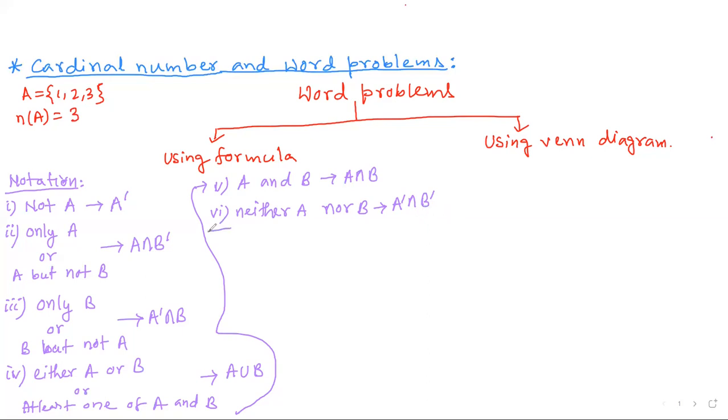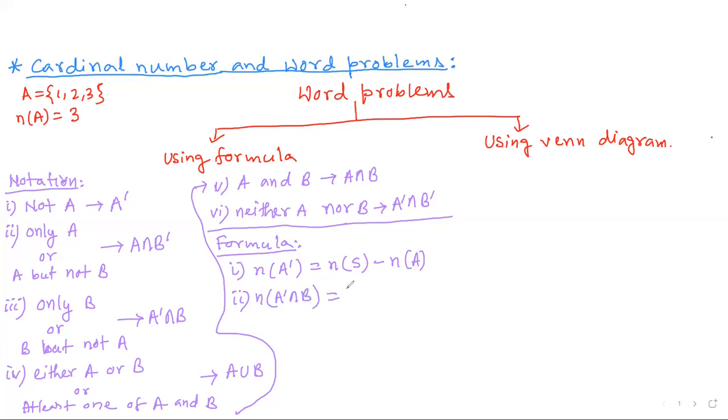Now I'll write important formulas which are required to solve word problems. Formula number 1, cardinal number of A complement. The cardinal number of A complement is equal to the cardinal number of the universal set minus the cardinal number of A set. A complement means, we know, from the universal set you have to remove the A set. So that's why the cardinal number of A complement is equal to the cardinal number of the universal set minus the cardinal number of A. Next formula, cardinal number of A complement intersection B.